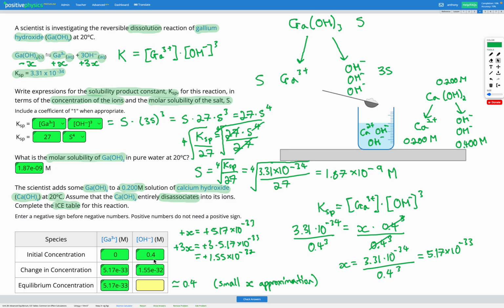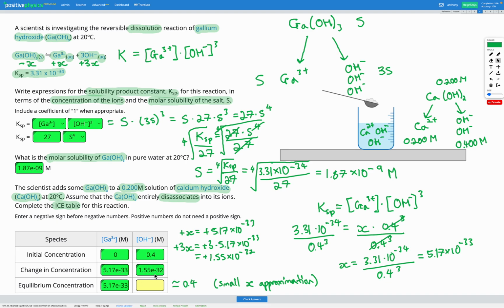For hydroxide, it's going to be 0.4 plus 1.55 times 10 to the power of negative 32. Now we can see here how much smaller the change is compared with the initial concentration. It's 1.55 times 10 to the power of negative 32, whereas 0.4 is 4 times 10 to the power of negative 1. That means the change in concentration is 31 orders of magnitude smaller than our initial concentration.